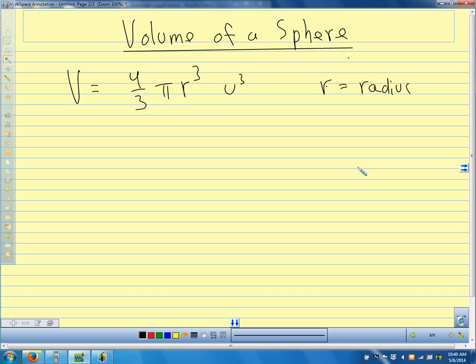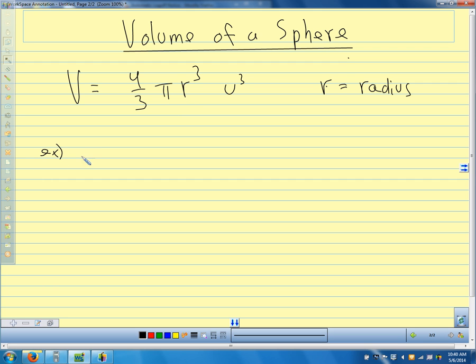So I want to do a couple of examples of calculating with our formula. So the key to a sphere is the radius. For our other shapes, the key was the base. We named it by the shape of the base. We had to find the area of the base for everything we did. All we have to do here is find the radius.